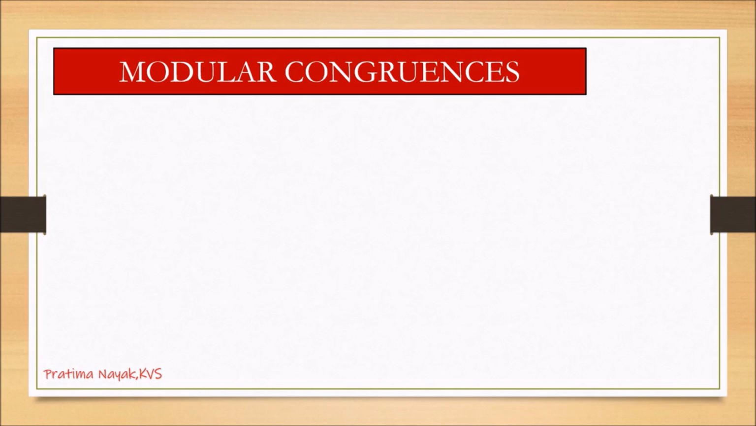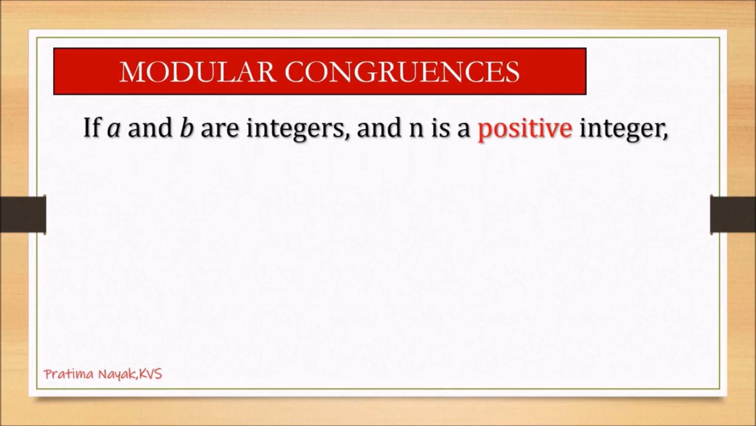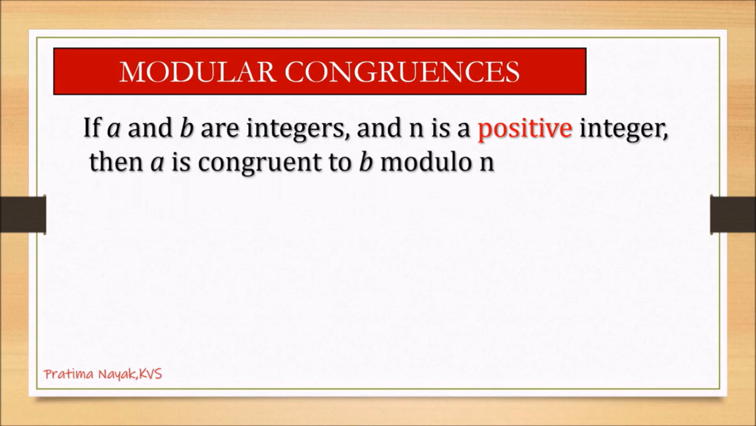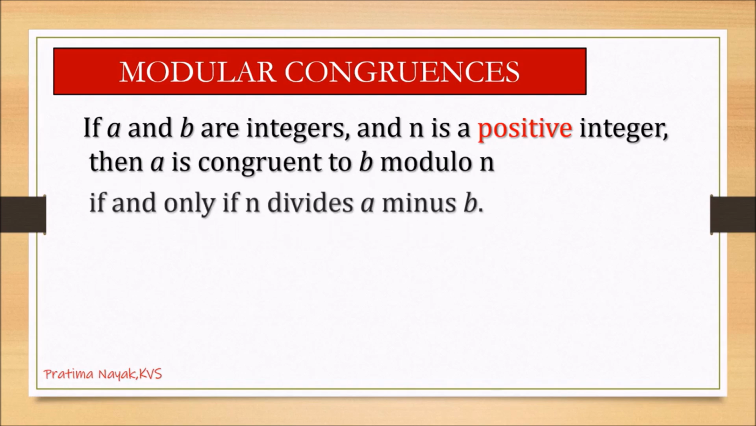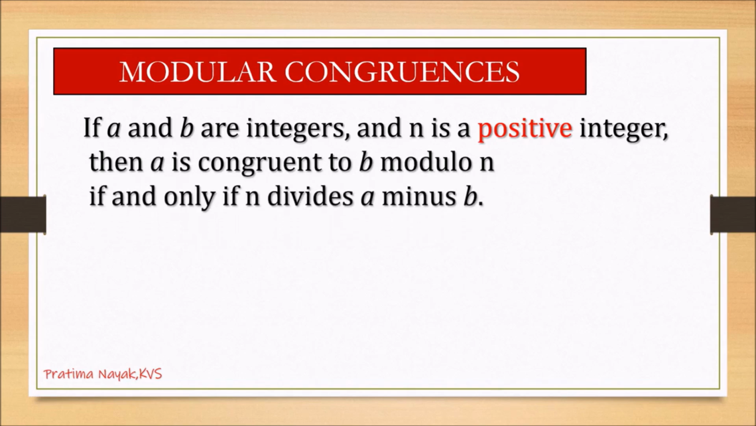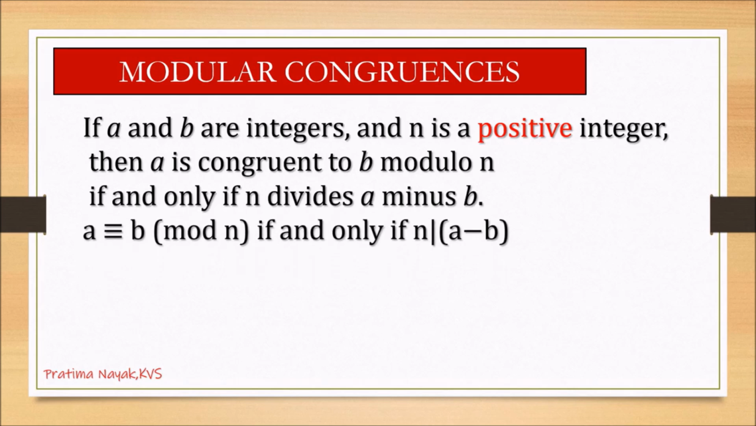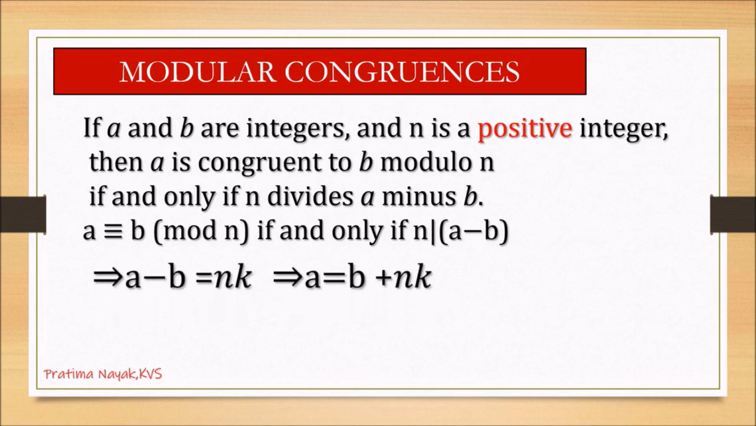Let's analyze it again. If a and b are integers, maybe positive, maybe negative, but n is a positive integer, then a is congruent to b modulo n if and only if n divides a minus b. Or the difference of a and b is k times n, a multiple of n, or a is equal to b plus k times n.